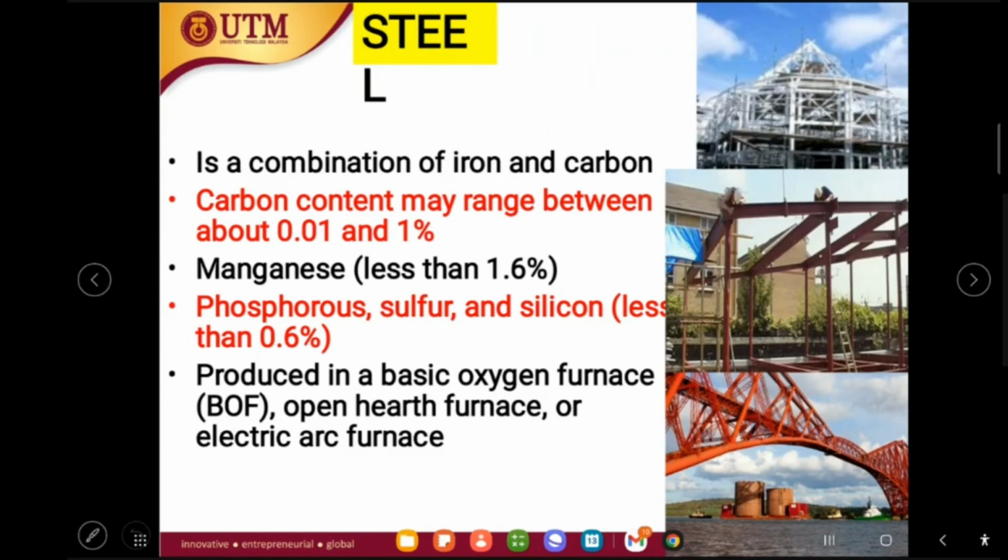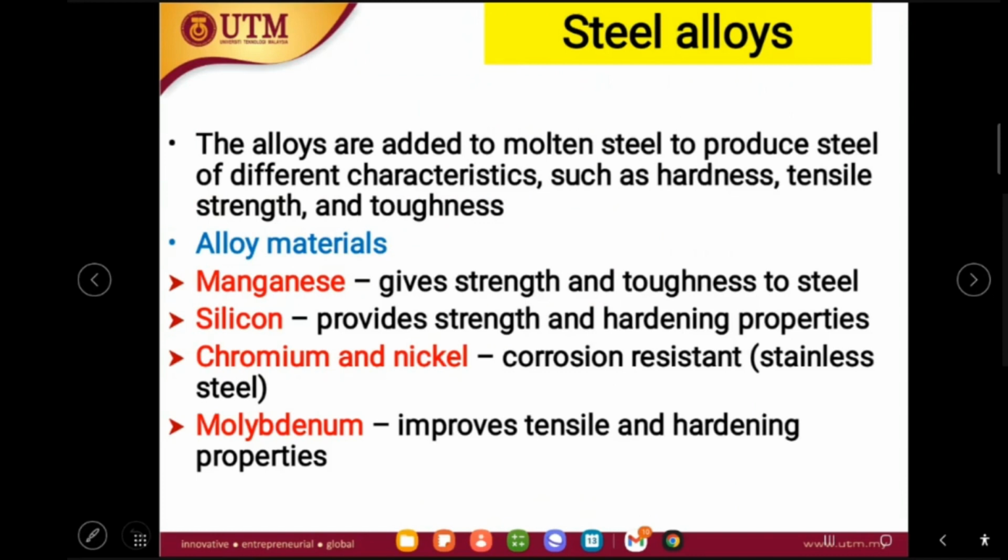The carbon content can range from 0.01 to 1%. It has a slightly higher content of manganese, and it also has phosphorus, sulfur, and silicon, but the total percentage of these is less than 0.6%. It is produced, like we mentioned earlier, from the basic oxygen furnace, open hearth furnace, or electric arc furnace, which we will talk about later on.